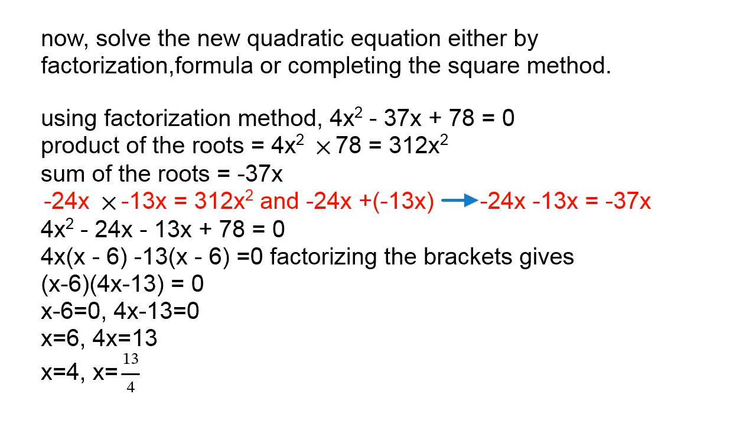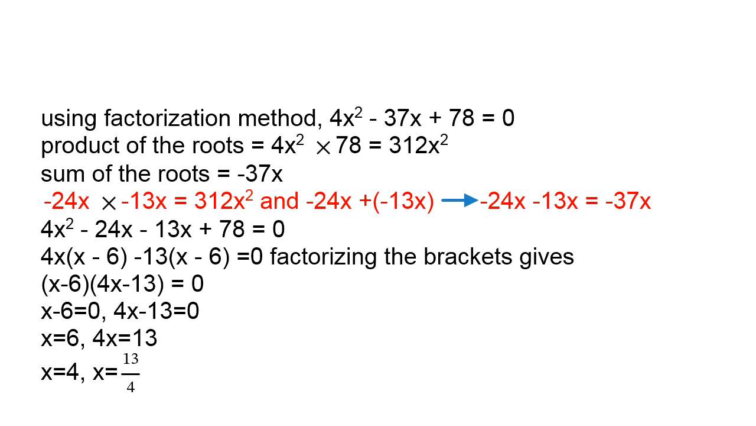Let's use the factorization method. First thing, you must know the product of the roots, which is the first term times the last term. That gave us 312x squared. Then the sum of the roots, which is the middle term. Now what you are going to do is think of two numbers that when you multiply them you have the product of the roots, and when you add them or subtract, you have the sum of the roots. That is what I did there. I used minus 24x and minus 13x. Then you substitute them for the middle term and find the value of x.